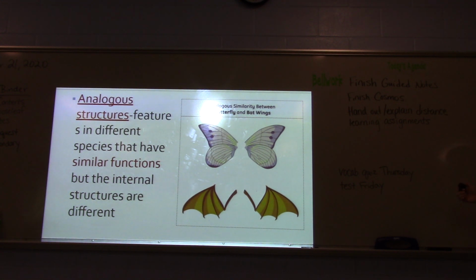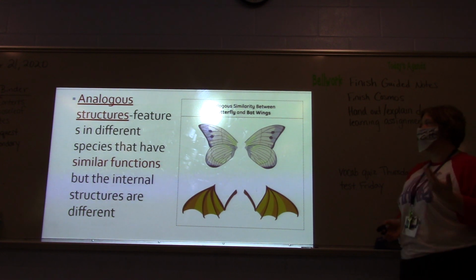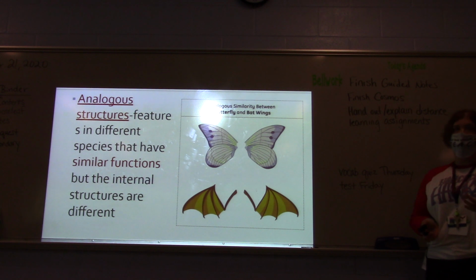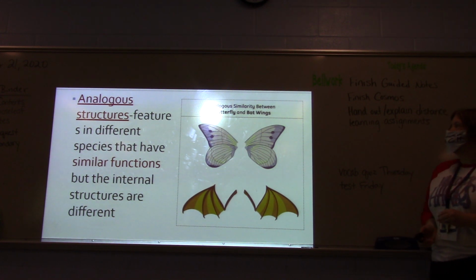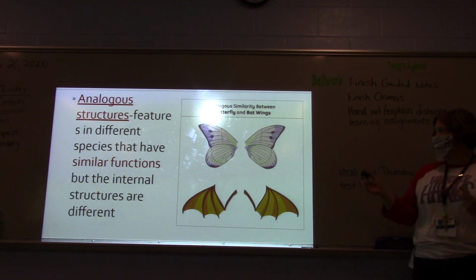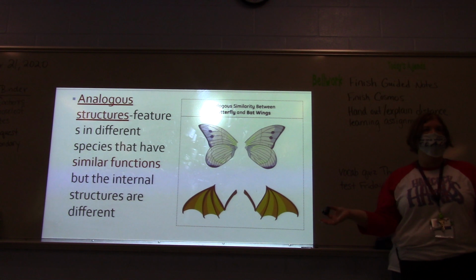So we have a bird. No, that's a butterfly, not a bird. We have butterfly wings, and we have bat wings. Those have the same function. They are used to fly. Similar functions. However, the structure, if you've ever looked closely at a butterfly wing, they don't have bones. They don't have the same bone structure like bats do. So they have a different structure, same function, but the reason they have that function is because they've adapted to fly.